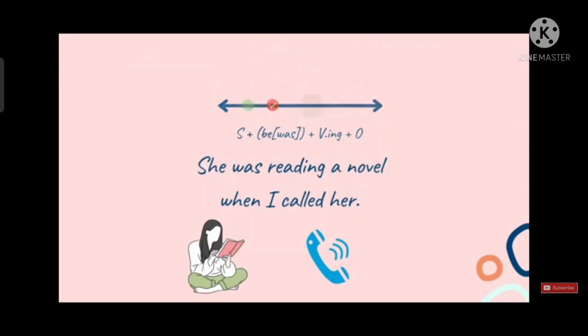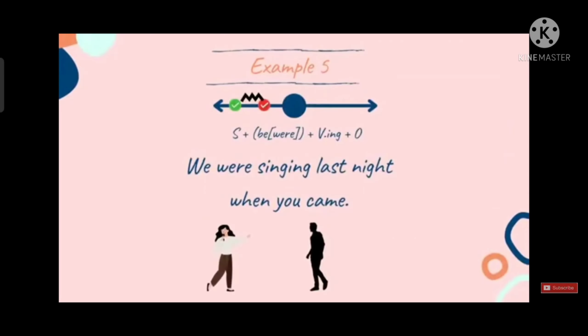Let's look into one more example of this kind. We were singing last night when you came. As the activity of singing was ongoing until another activity of coming by another person, we have used past continuous tense here. I hope now we are clear on the structure and use of past continuous tense.